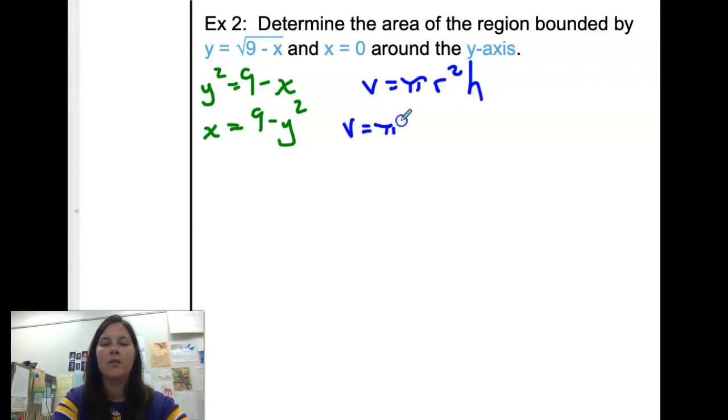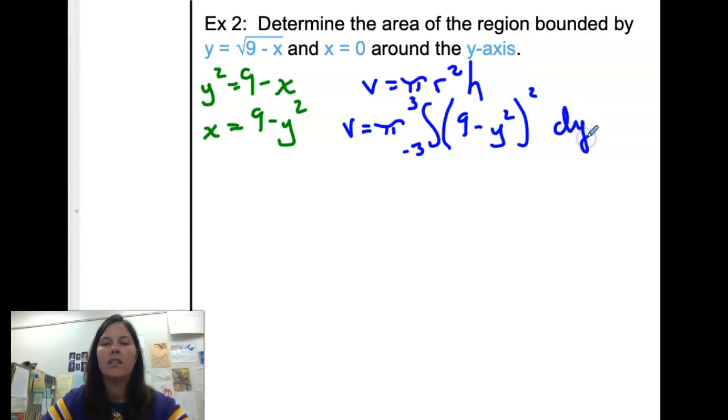Subbing in the values. For our particular function, our bounds are -3 to 3. Our function is 9 minus y squared. We square the radius, and then the dy's are our height. This one, I want you guys to practice some of your algebra on this one as well. So before we integrate, we need to square that binomial.